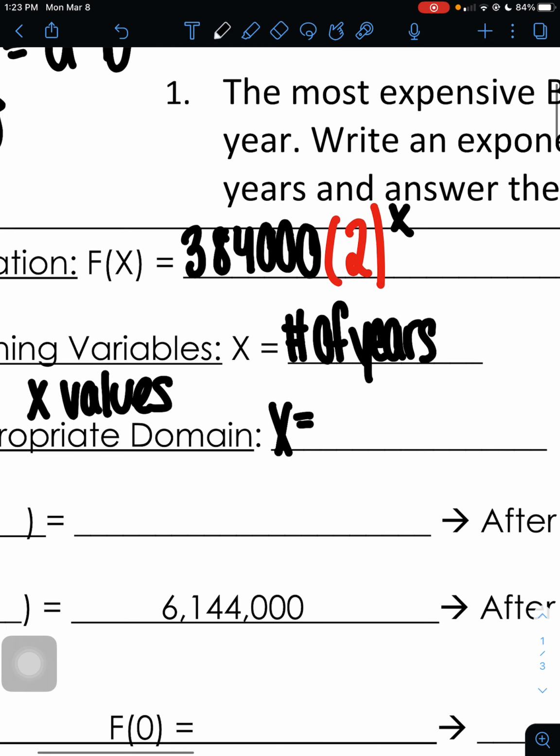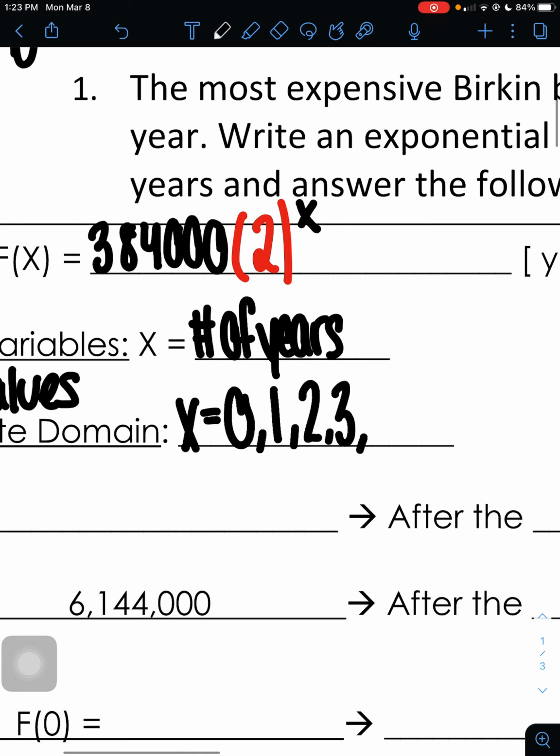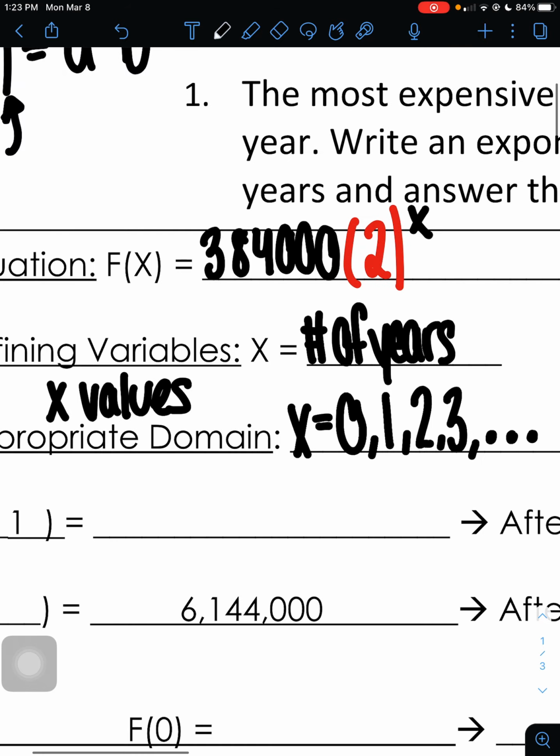So for that appropriate domain, I'm just going to go ahead and list those non-negative integers. I'm going to start with 0, comma 1, comma 2, comma 3. And then just to show that the list does continue on and on, I'm going to put dot, dot, dot at the end. So these are acceptable values to plug in for x.